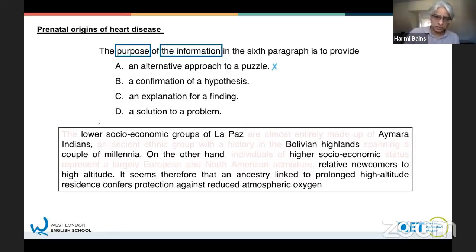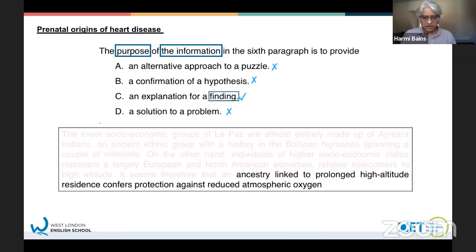When you look at the answer options, nothing about it being a puzzle that's being solved, not a confirmation of a hypothesis, no theory was put forward by the writer. And there was no solution to a problem. The writer didn't say there's been this problem, and here is the solution. So the only answer option it can be is option C, an explanation for a finding. And you might think, well, what is the finding? It was all there in the last sentence. Ancestry is linked to high altitude residents in the mountains, as I was saying earlier.